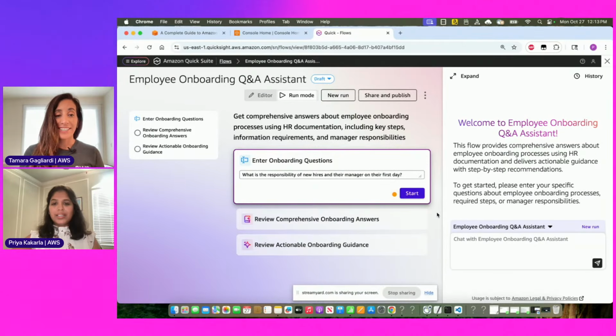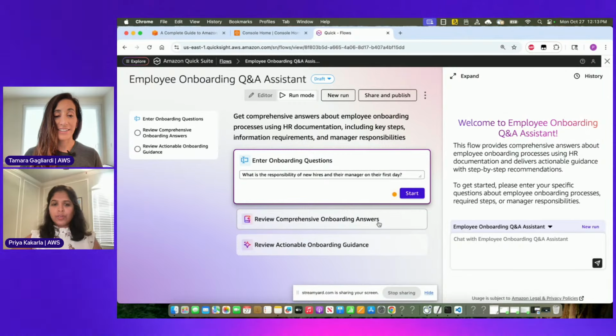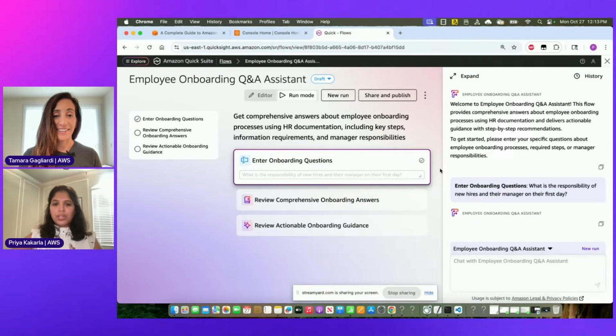Absolutely, yeah. It will save you from asking repetitive questions again and again. Rather, have the flow built one time and save your time. And then here, for example in this flow, you can have a human in the loop, like entering an onboarding question that you might have. And then it reviews a comprehensive onboarding answer for you, and then some of the actionable onboarding guidelines that you would have to take. So a simple question I'm asking here: what is the responsibility of new hires and their managers on the first day? Let me start this.